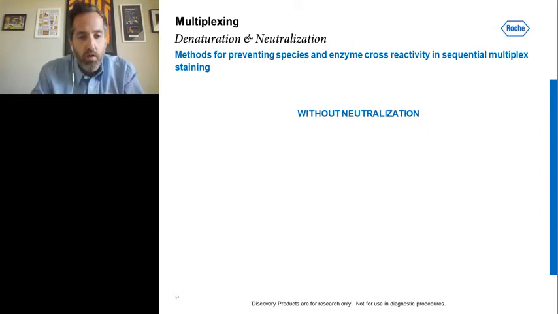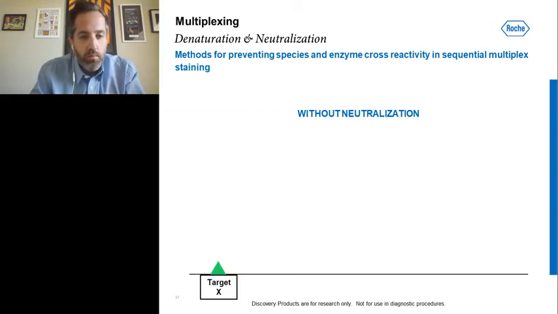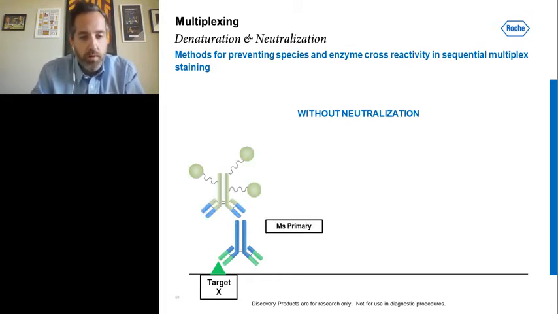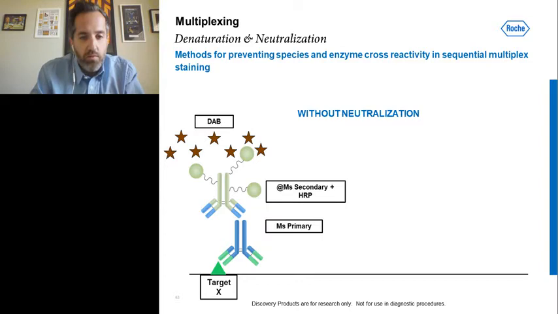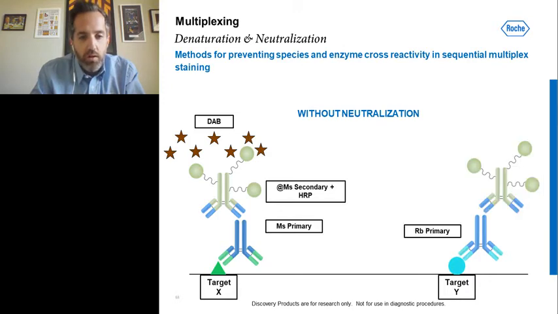Neutralization is a way of deactivating HRP enzymes which would be conjugated to your secondary antibody. So if we weren't to perform neutralization, we would come in with the primary, secondary, conjugated to HRP. We would perform the chromogenic reaction. And then in the second sequence, we would do the same again.